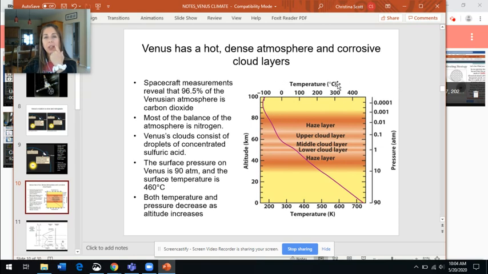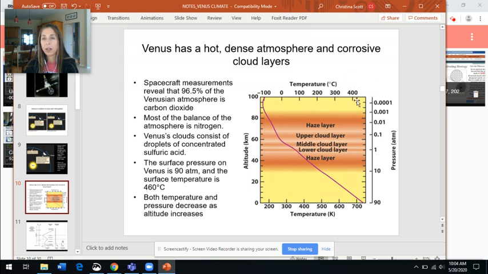Spacecraft measurements reveal 96.5% of the Venusian atmosphere is carbon dioxide. Remember, carbon dioxide is a heat-loving gas. It takes in the heat and it gives off heat. Most of the balance of the atmosphere is nitrogen. Venus's clouds consist of droplets of concentrated sulfuric acid, and the atmosphere causes a huge amount of pressure, 90 atms, and the surface temperature is 460 degrees Celsius, again, at the surface.